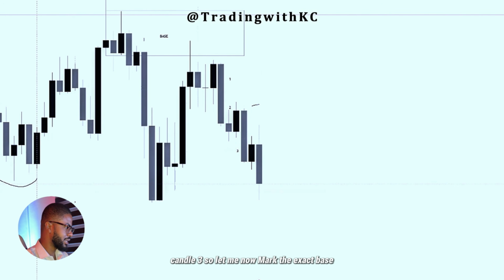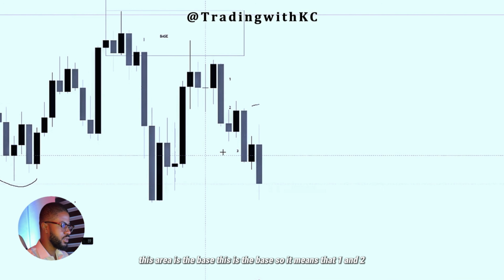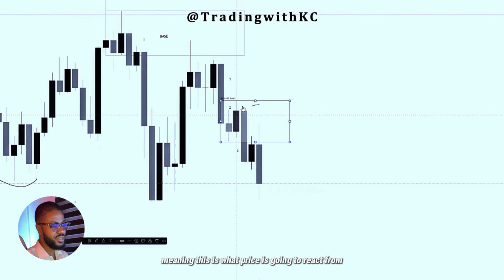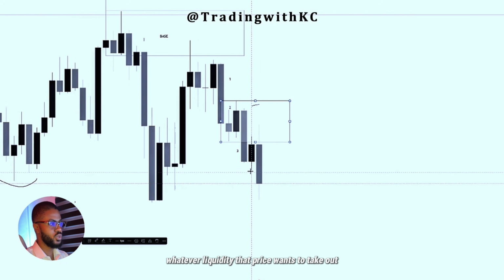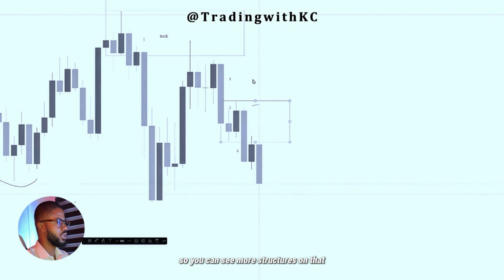So let me now mark the exact base. This is the base. Boom. This area is the base. So it means that 1 and 2 are the bases, meaning this is what price is going to react from to create whatever low or take out whatever liquidity that price wants to take out. And you can see that is where this particular candle came to mitigate, and then we had a bearish movement to the downside.